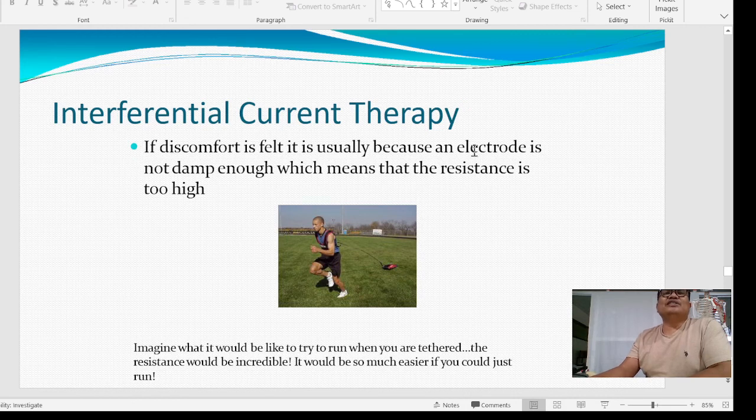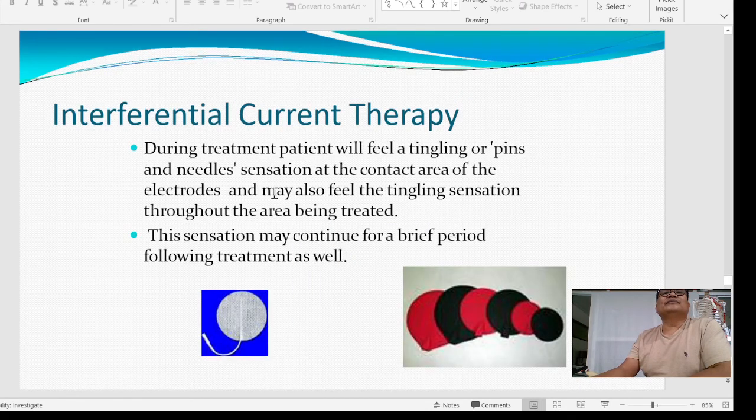Discomfort may occur because of the electrode interface with the skin. Maybe the electrode is not damp, or not wet. So we wet it to have good adherence of the electrode to the skin. So what will the patient feel? Tingling or pins and needles sensation on the contact area of the electrodes. But in the treated area, there is also this. Or sometimes the patient will feel the contraction.